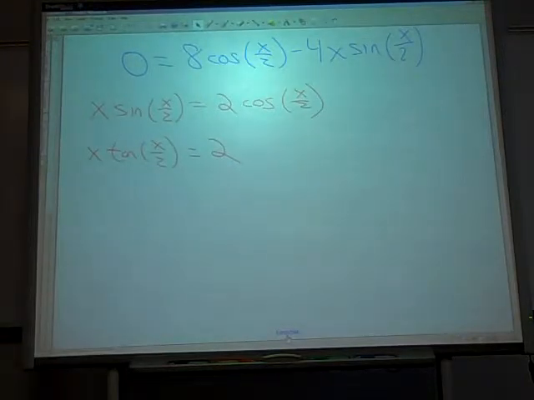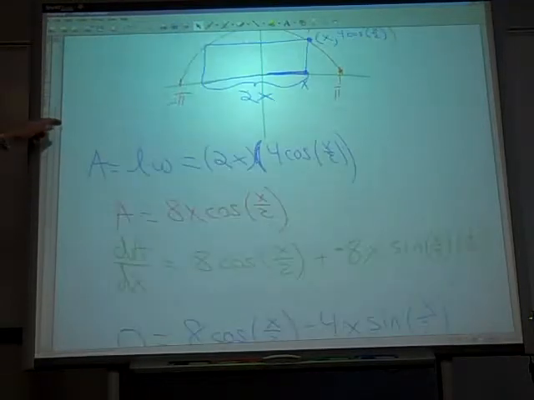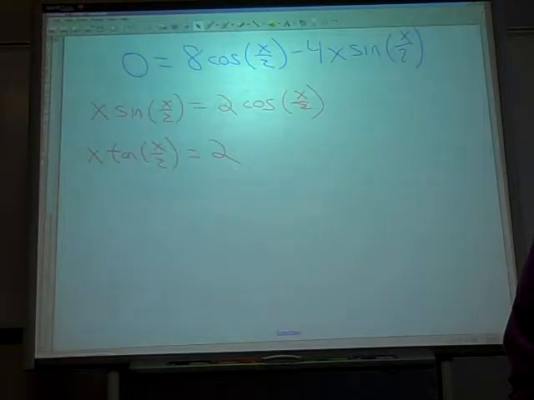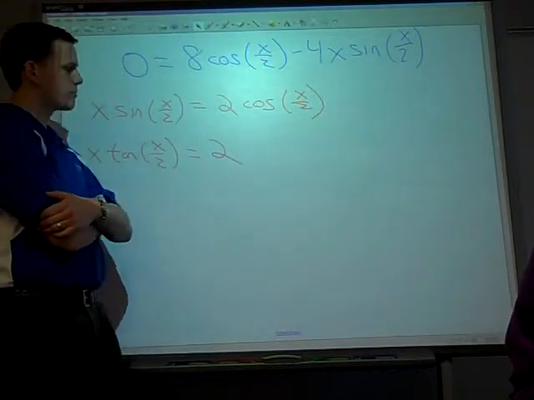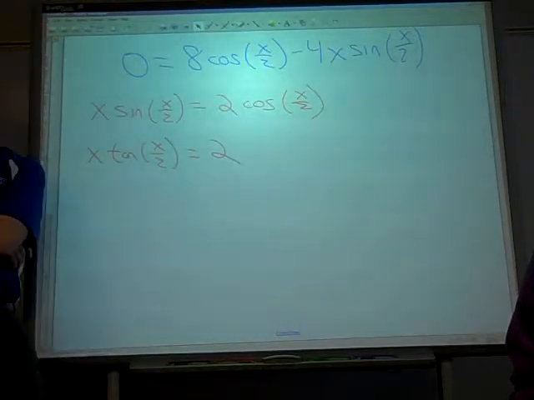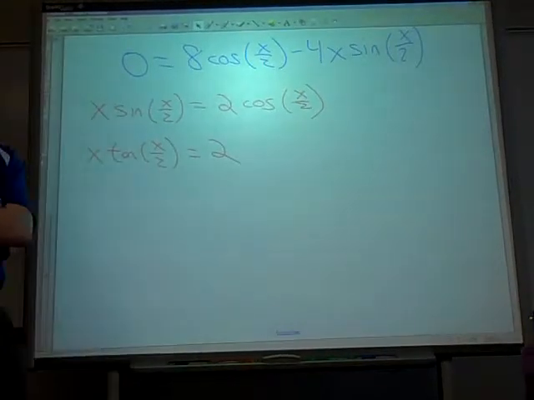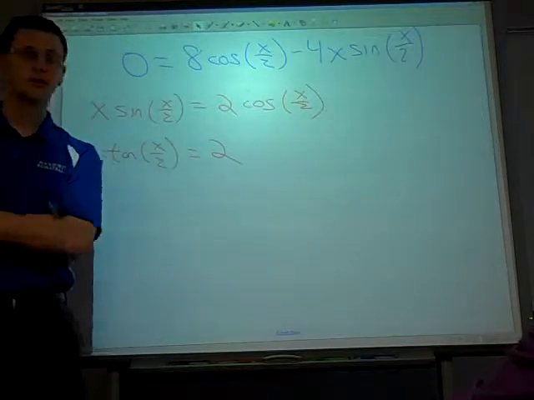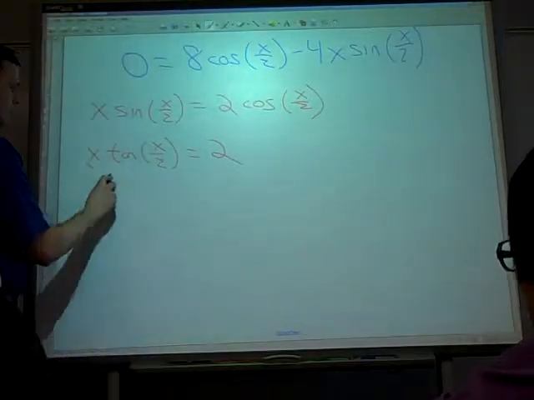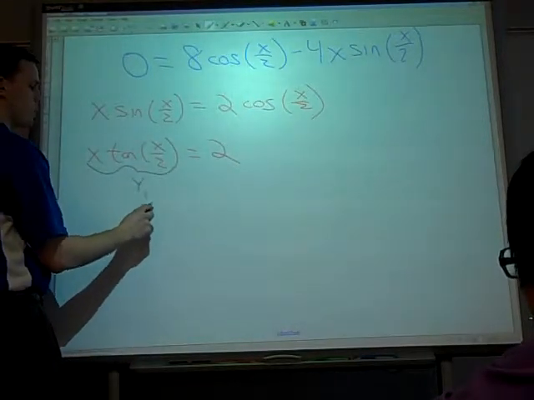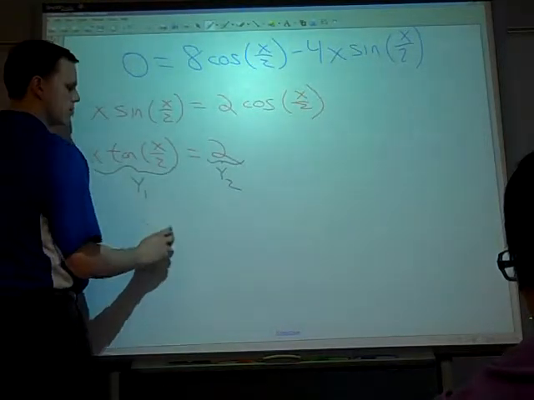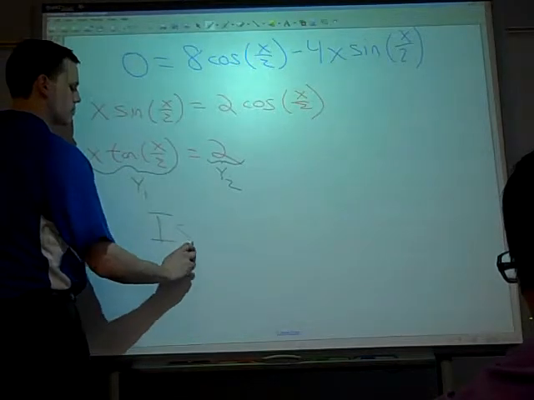What's that? Well, you don't want to play because you have to just check all points between negative pi and pi. So, any ideas? It's probably not going to work out nice. So we can use our calculators. Graph this as y1, graph 2 as y2, and then use isect.